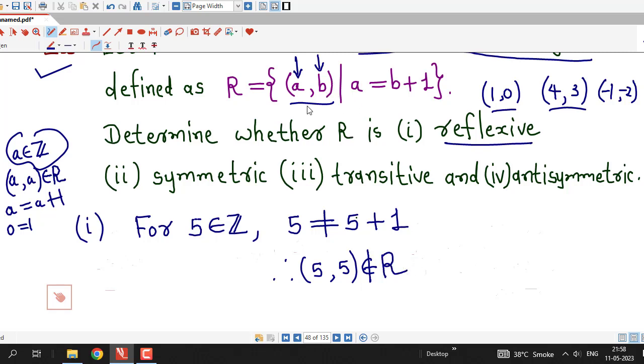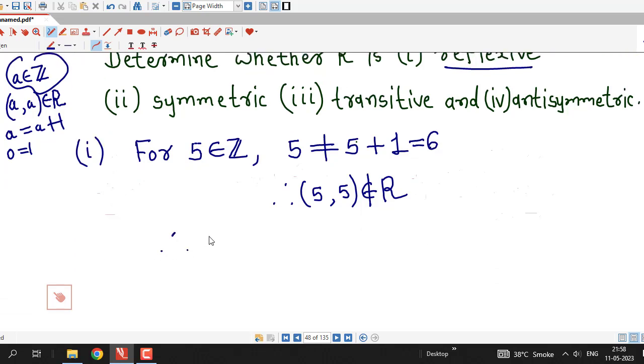The definition of the given relation is that we consider ordered pair (a, b) such that a = b + 1. So (5, 5) belongs to R if 5 = 5 + 1, but that is not possible. Therefore this relation R is not reflexive because 5 is not related to itself by this relation. A relation is reflexive if every element is related to itself with the definition of that relation. Therefore it turns out that the given relation is not reflexive.